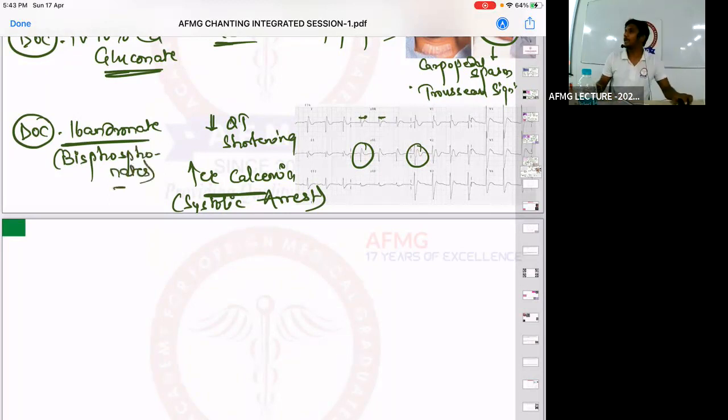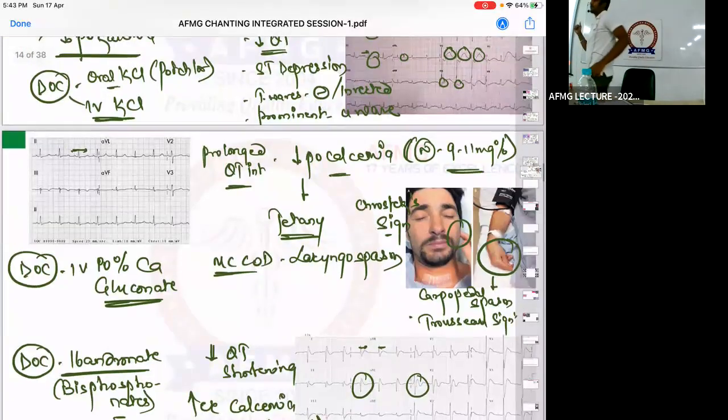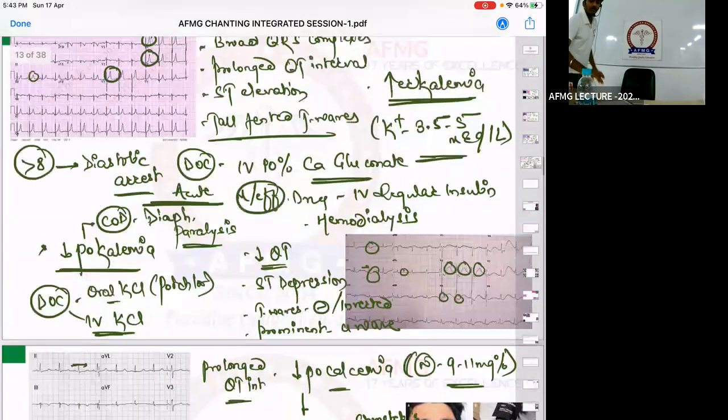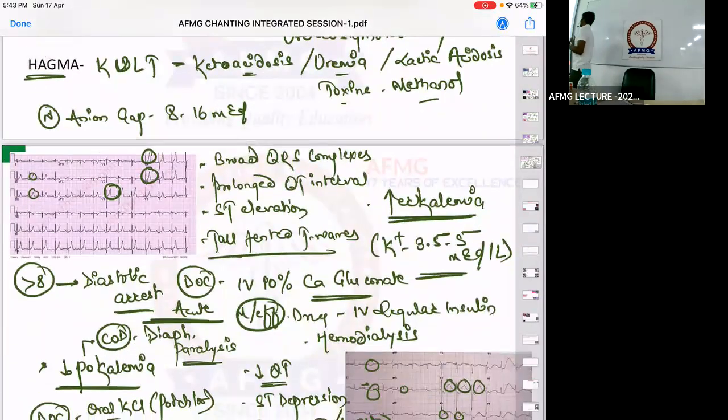Okay, important. No issues with this. Let me quickly do these four, then I go to sodium. Broad QRS complex, prolonged QT interval, the diagnosis would be hyperkalemia. Normal potassium value is... when it goes beyond 8, it is called cause of death, hyperkalemia.